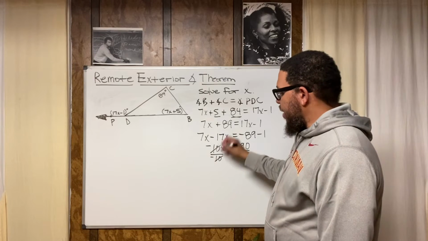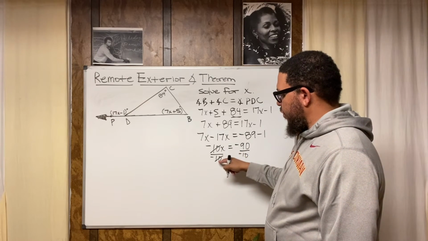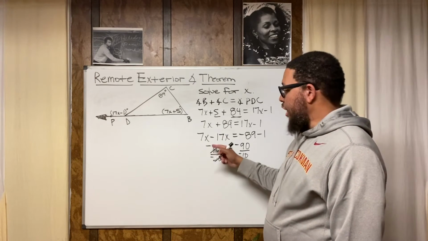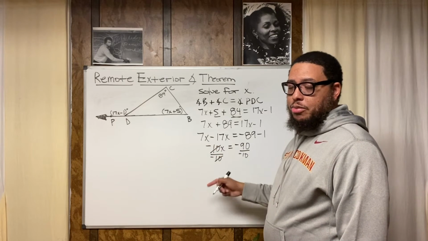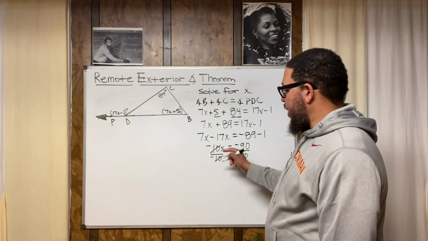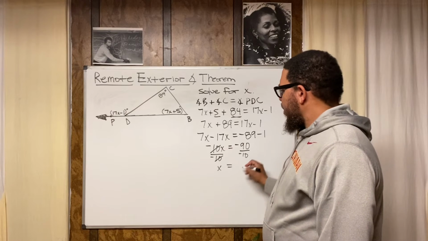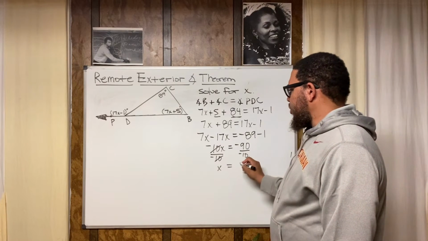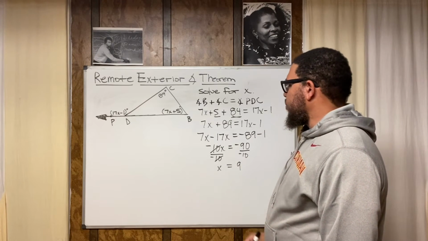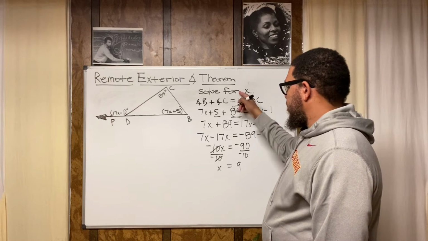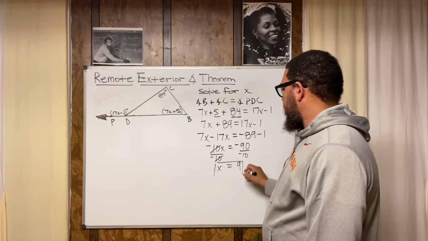Boom, boom. That becomes 1x. Negative 10 divided by negative 10 is 1. Anytime you divide any number by the same exact number, the quotient is always 1. So that's 1x, which is just x. And then negative 90 divided by negative 10 is going to be positive 9. So we got x equals 9. All right? And that's what we're supposed to do. Solve for x. X is 9.